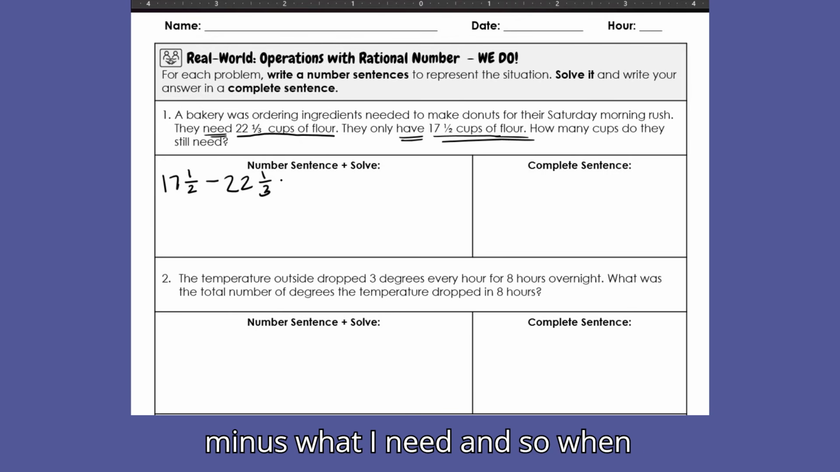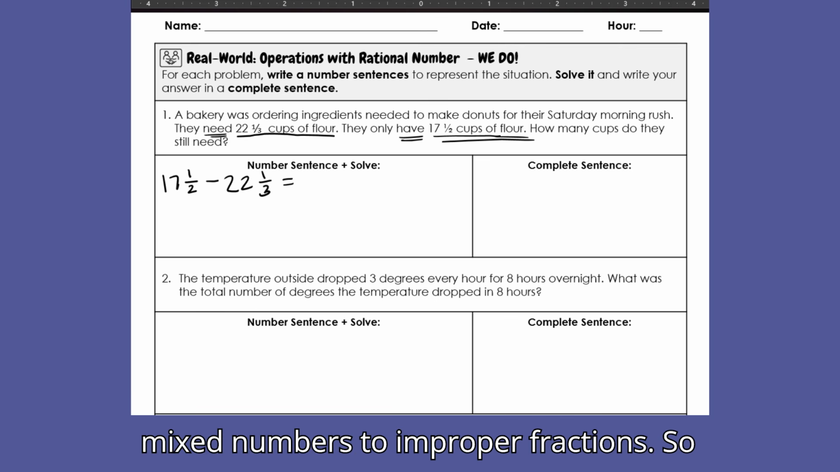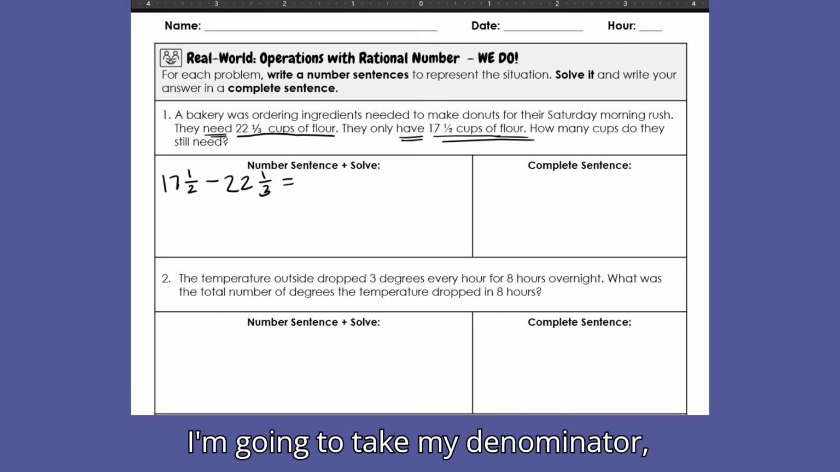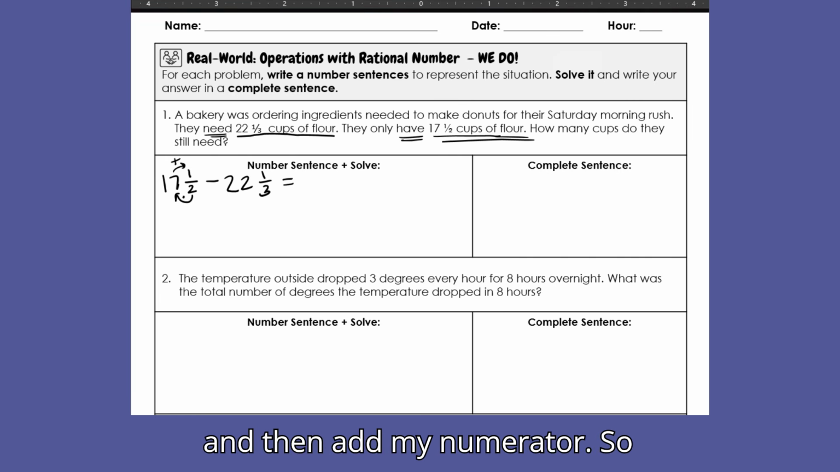And so when we go solve this, let's first start with converting those mixed numbers to improper fractions. So I'm going to take my denominator, multiply it by my whole number, and then add my numerator. So 2 times 17 is 34.